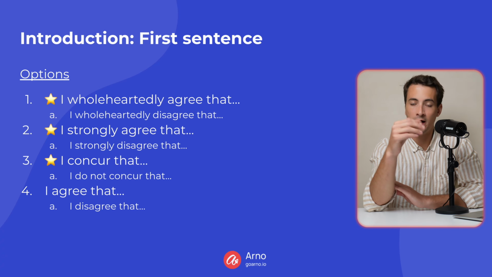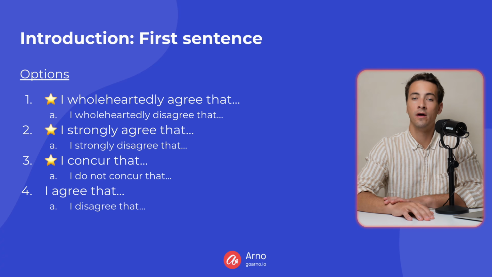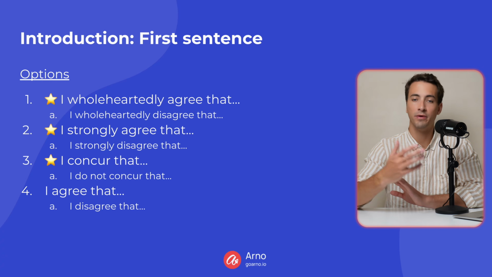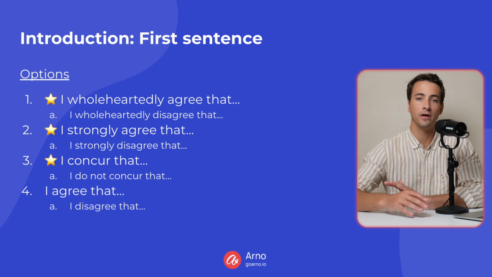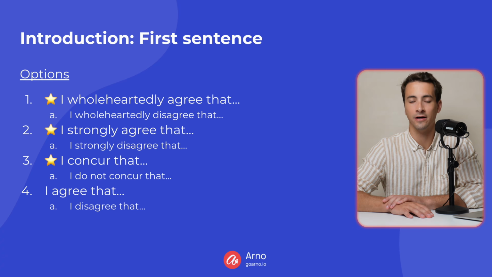So the first three options that have the star, those would be the advanced high-scoring versions. They're a bit harder to remember, so if you can't remember any of those, you can always just use I agree or I disagree that.